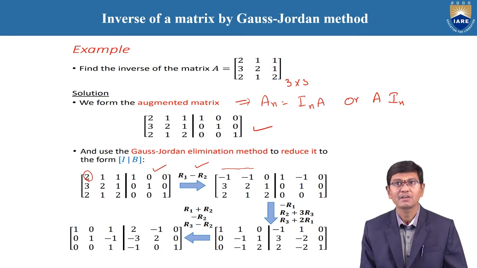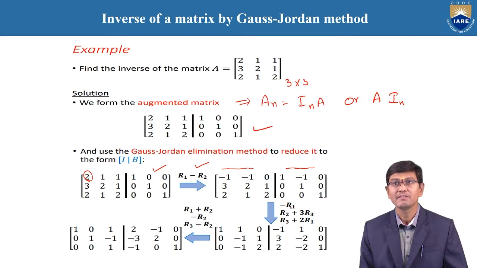Therefore, the same R1 minus R2 when applied on In, that is I3, the first row is changed to 1 minus 1 0. The second row we are not changing anything, the same, because we are not applying any operation on R2 and R3. Therefore, R2 is 0 1 0, R3 is 0 0 1 only. Again, when we observe the R1 row of the given matrix, the first element is minus 1, but our requirement is 1 only.